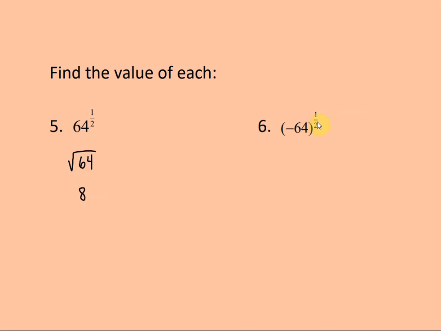Negative 64 to the 1/2 power, as long as it's in parentheses, that means everything in parentheses is raised to this power. So the negative 64 is going to go under the radical, and that would be the square root of negative 64. And remember, anytime we have a negative under the radical, that comes out as an i. That's an imaginary number. So the square root of 64 is 8, and that negative comes out as an i, so the value would be 8i.